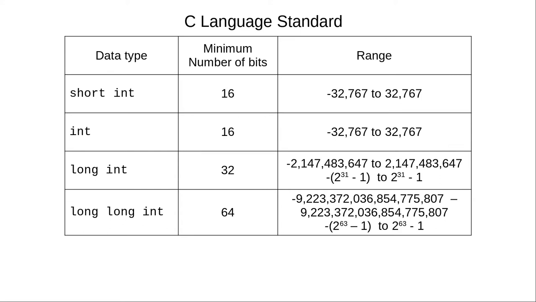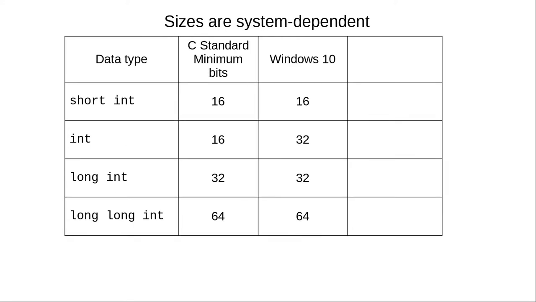That's what the standard says the minimums are, but the actual values can vary depending upon your operating system and hardware. For example, running on a Windows 10 computer, here's how many bits are actually used, and here's the result for Linux. For the assignments in this course, int will almost always be enough.